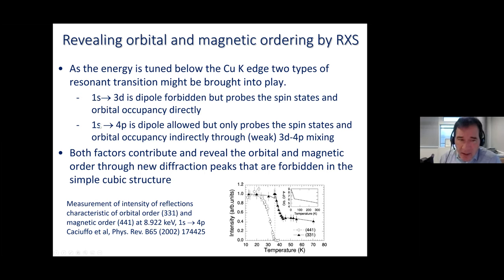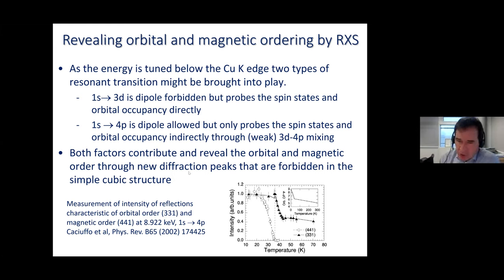Alternatively, if you excite the ground state electrons into the p orbitals, they themselves have no magnetic information, but the p and the d orbitals again mix to a small extent. So again, you see a rather weak effect in this resonant transition because a little bit of 3d character is mixed into the 4p character. So both of these resonant transitions provide weak but distinct indication of the magnetic structure.